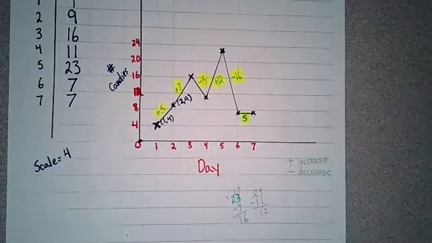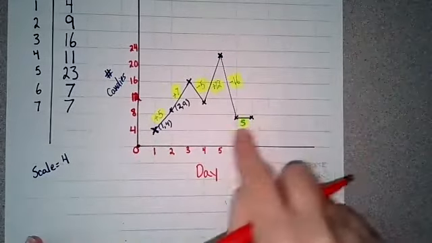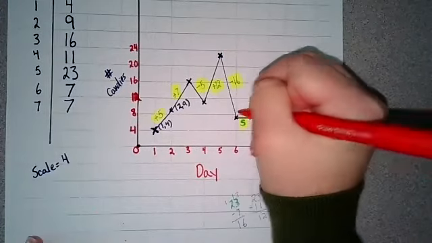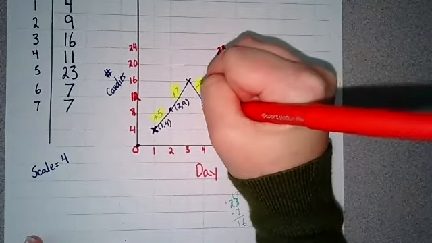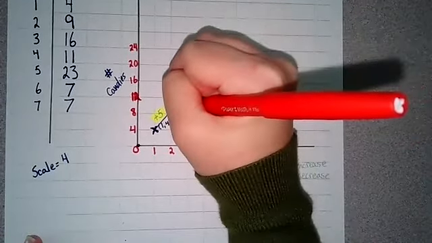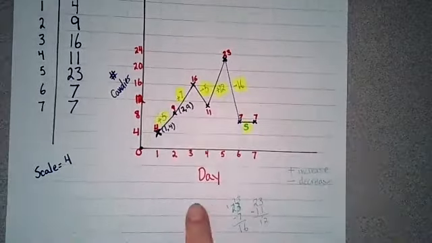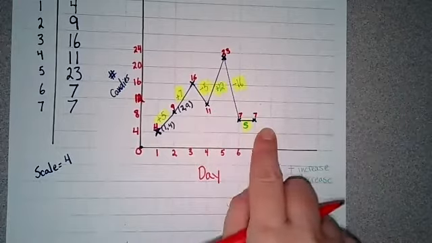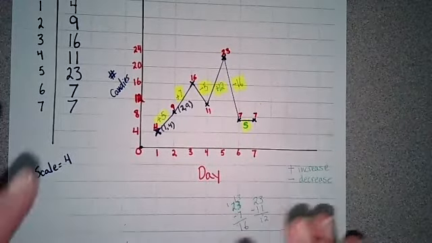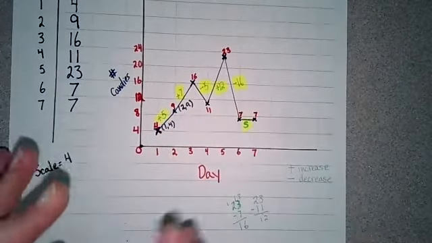All right? So when you're coming through here and you're doing these and when you're figuring this out for yourself, it's going to be really important that you label the dots. So this was a 7, this was a 7, this was 23, this was 11, 16, this dot was 9, and this dot was 4. That will help you to figure out your intervals, whether it increased or decreased from day to day and how much.